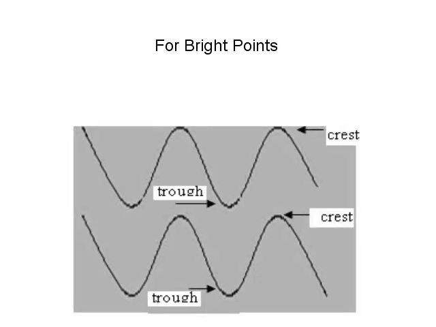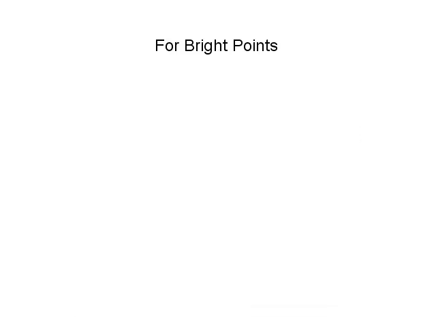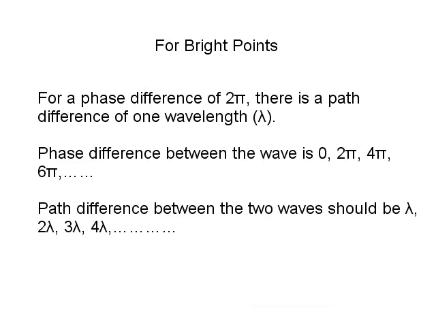The conditions of path difference and phase difference to get bright and dark points can be obtained like this. For bright points, crests or troughs of one wave should coincide with the crests or troughs of the other wave. This happens only when the phase difference between the waves is either 0, 2 pi, 4 pi, 6 pi, etc. For a phase difference of 2 pi, there is a path difference of one wavelength lambda.